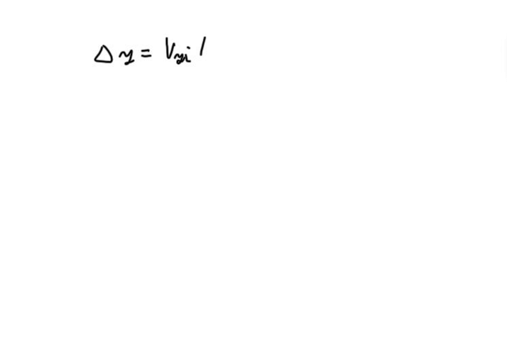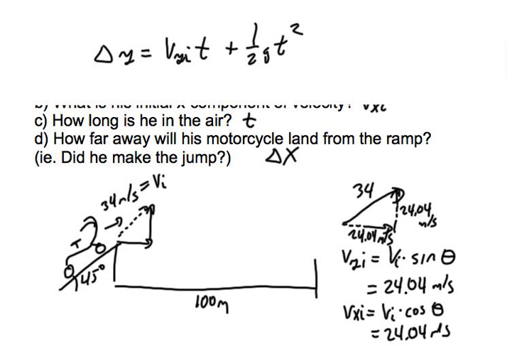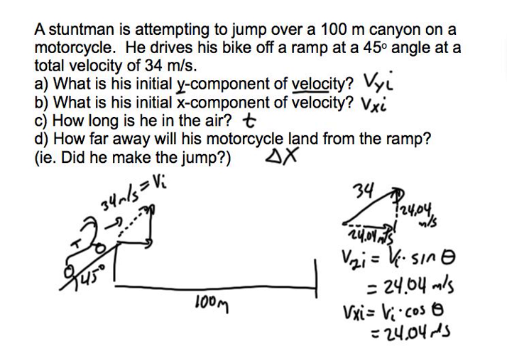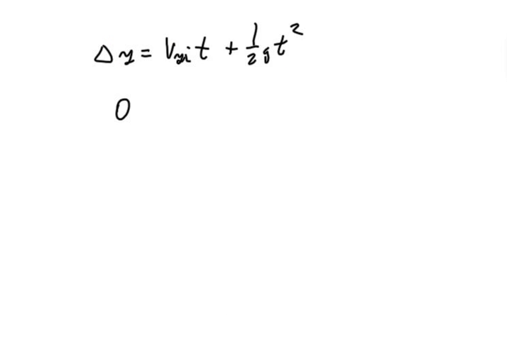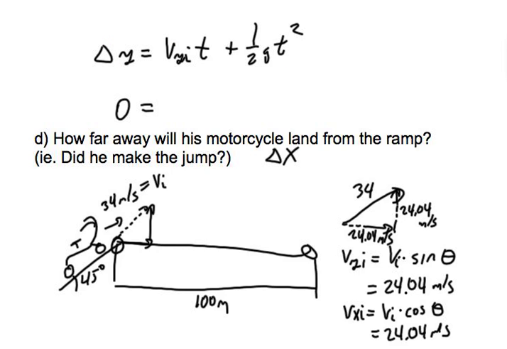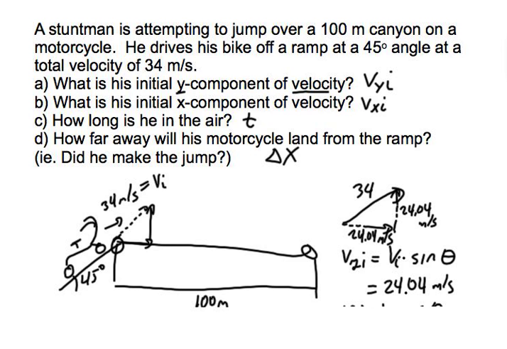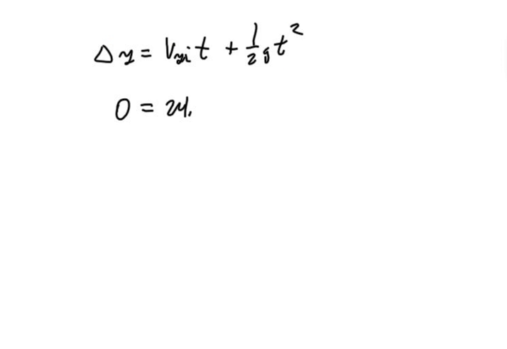According to his delta y, remember, he lands, we're assuming, I guess this ramp is a little misleading. I should have made it smaller. We're assuming he's going to land at about the same height that he took off at. So we're going to call delta y 0. So that means 0 equals Vyi, looking back, was 24.04 meters per second. But we did not know time. So 24.04 t plus 0.5 g, which is negative 9.8 meters per second squared, times t squared. All right, so that's our setup.